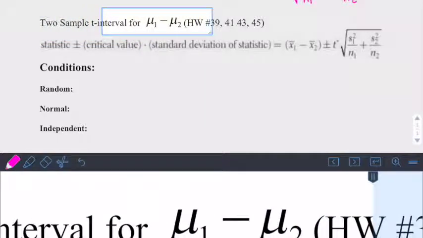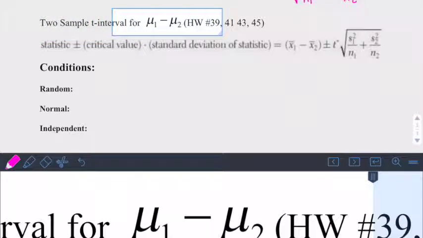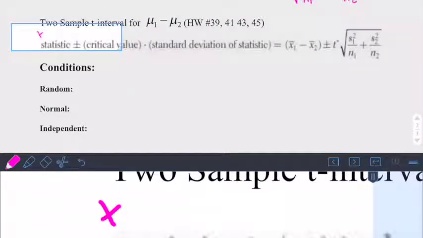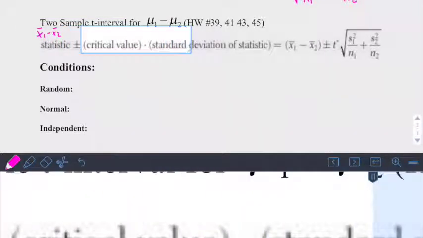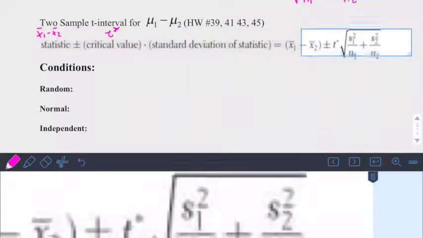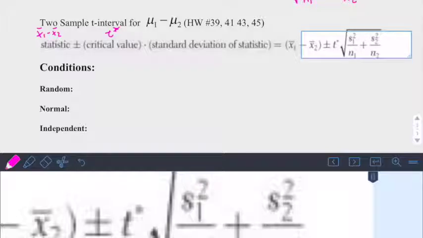Okay, so now we have the two sample t interval, right? It's the same confidence interval that we've done, except now that we subtract, we have our statistic, which is our x bar 1 minus x bar 2. We have our critical value, which is our t star in this case. And then we have our standard deviation of the statistic, which is from there, remember, of the s's, because in this case, we won't know the population standard deviation.